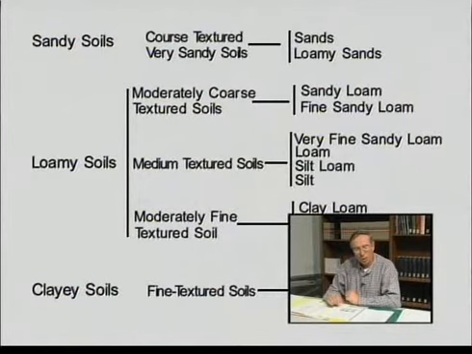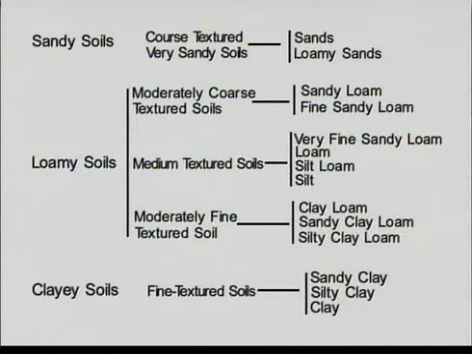So the coarse textured soils, of course, are the sands and the loamy sands. The moderately coarse are the sandy loams and fine sandy loams. Medium soils are anywhere from a very fine sandy loam through a silt. Moderately fine are clay loams, sandy clay loams, and silty clay loams. And then, of course, the fine soils are the sandy clays, the silty clay, and the clay. So those are given to you in your manual here.